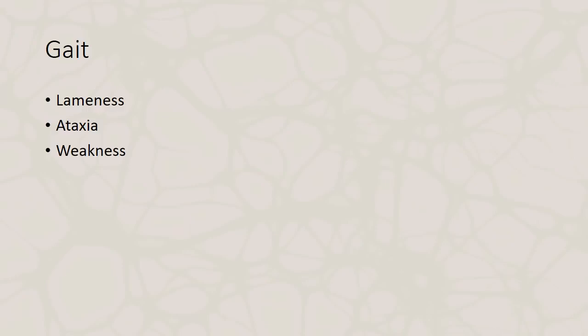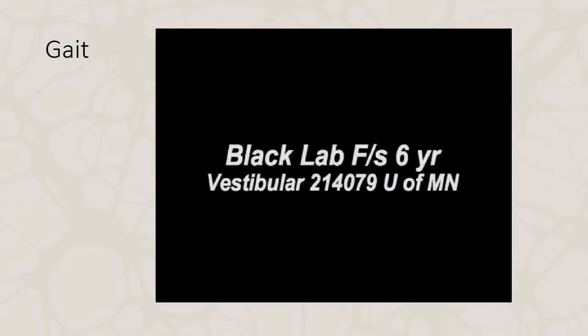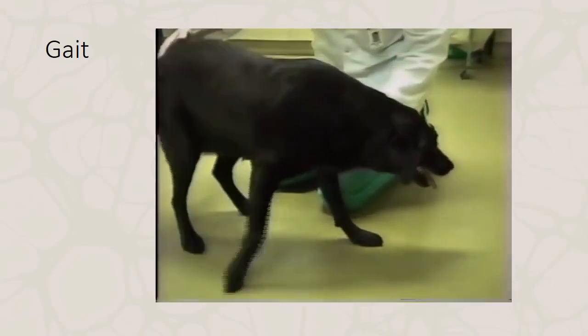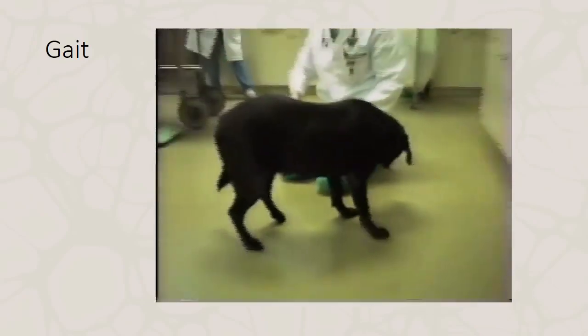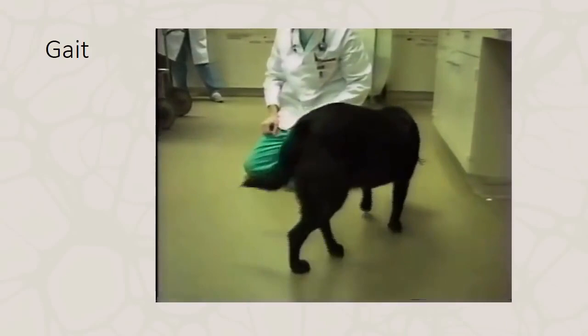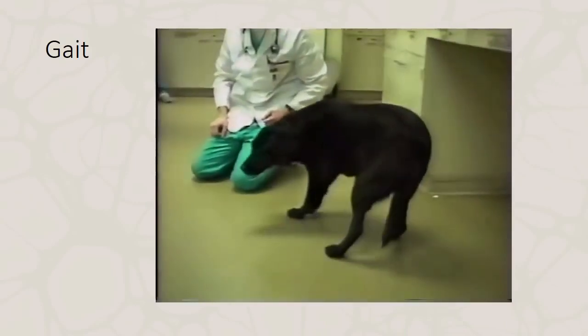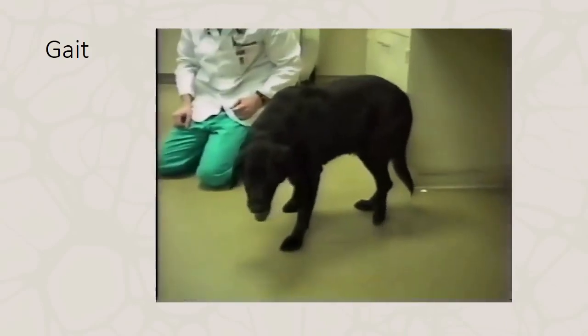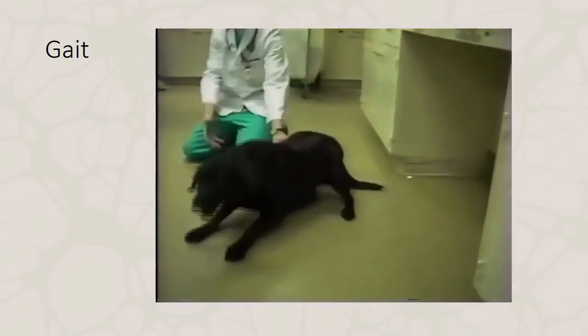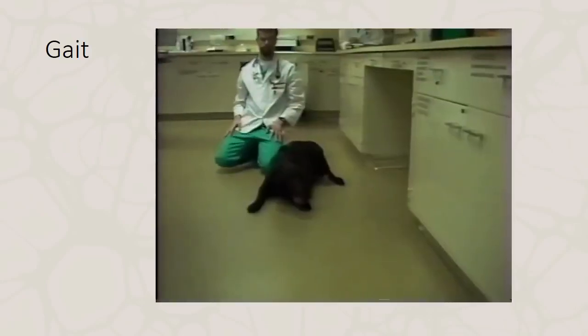As far as the gait, again assessing are they lame or ataxic, is there weakness or is there some degree of paresis, or is there complete paralysis or plegia? So as we watch this patient, this is a patient with vestibular disease. And observe not only the posture but also the gait. So as we let the patient go, you'll notice they start to crouch low, but they're falling to the right, circling to the left, and trying to catch themselves.